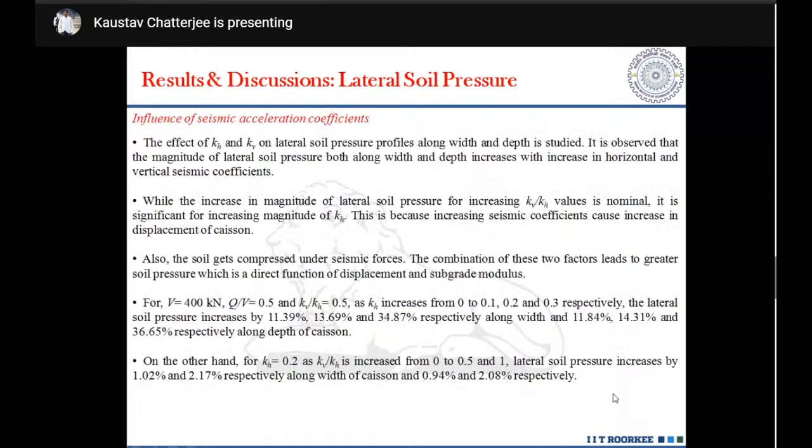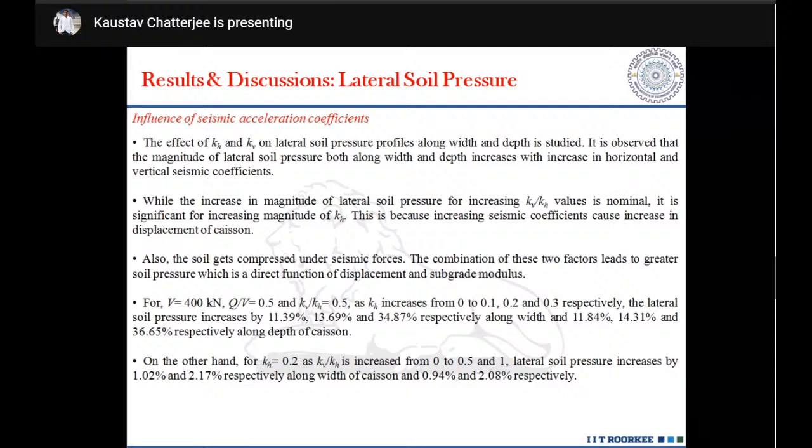What we see from this study is that kh and kV will have an effect, and as the magnitude of both kh and kV increases, there is an increase in the horizontal and vertical seismic acceleration coefficients. With the increase in magnitude of lateral soil pressure, the effect of increasing the kV by kh ratio is minimal. It is more for the increase in magnitude of kh.